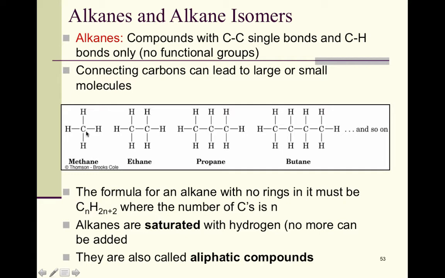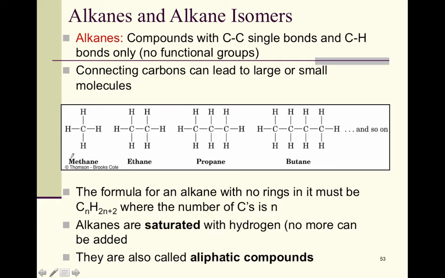Methane is the smallest here. Carbon has 4 bonds, 4 hydrogens. Ethane, 2 carbons, the maximum number of hydrogens that would allow me to have the 2 carbons completely filled would be 6. Propane, when I have 3 carbons, notice again the maximum number of hydrogens I can have in this case would be 8. And butane, when I have 4 carbons, the maximum number of hydrogens to fill this up completely would be 10.